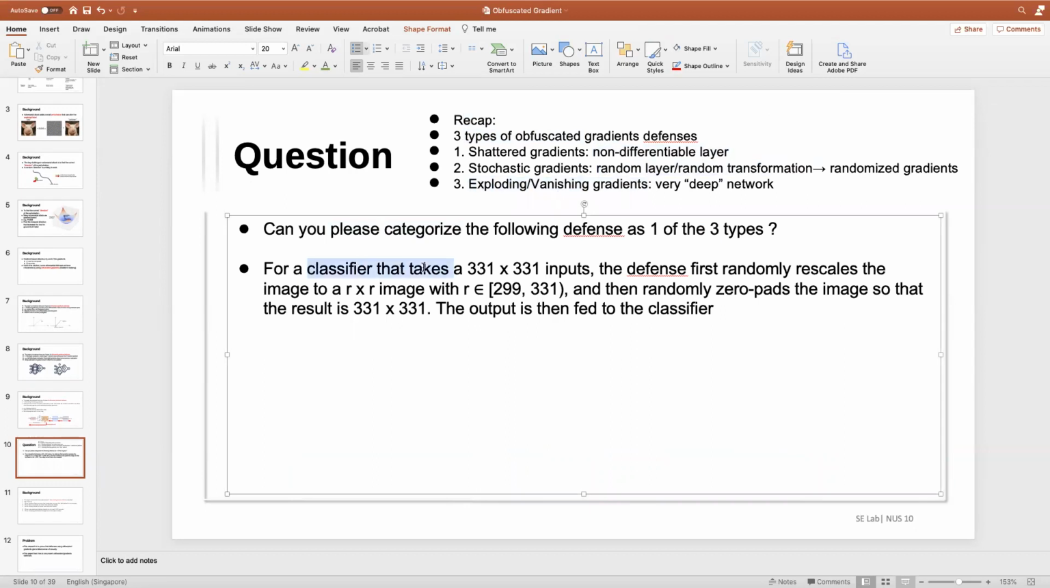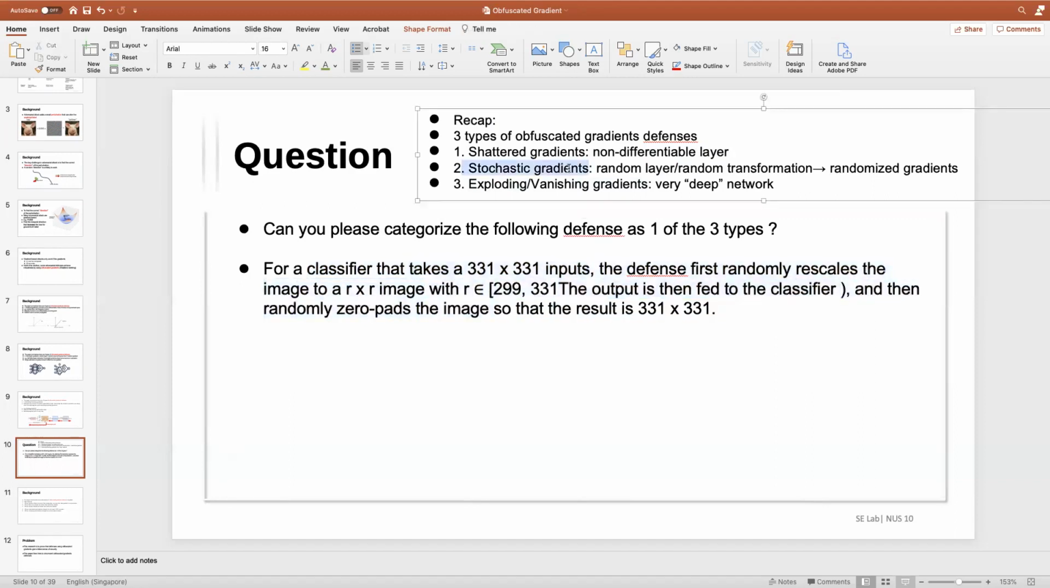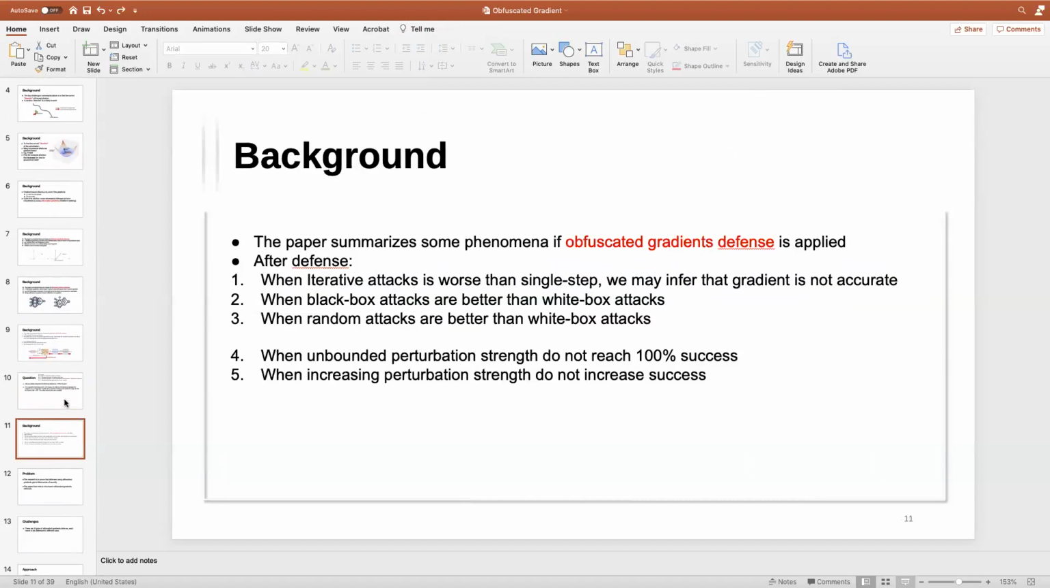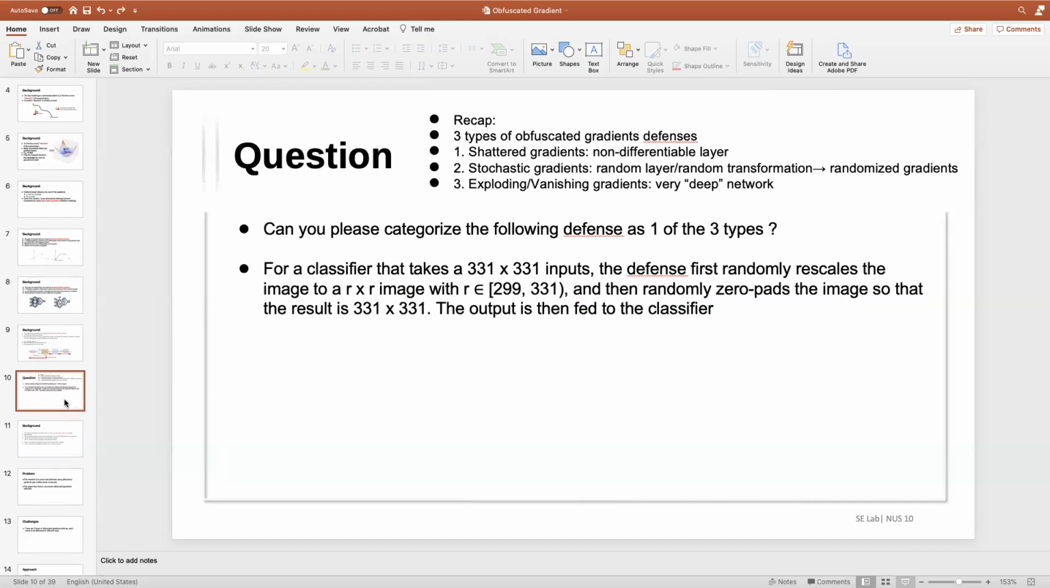So for a classifier that takes 331 by 331 input, the defense first randomly rescales the image to R by R, where R is randomly drawn from the range 299 to 331, and then randomly zero-pads the image so that the image becomes of this shape. Then we feed the output into the classifier. So this defense definitely falls into the second type, stochastic gradient, because we have a random transformation. So you just answered the question yourself. Yeah. Okay.